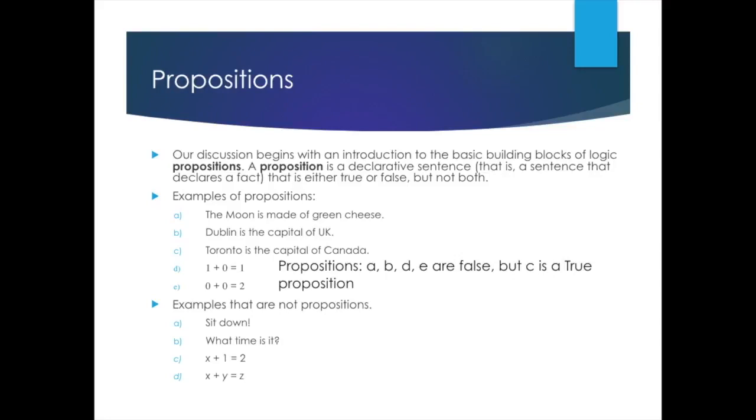Dublin is the capital of the UK. We wish, but this is false. Toronto is the capital of Canada. This is true, yeah? No, that's false. 1 plus 0 is 1. Today and tomorrow, 1 plus 0 equals 1. 0 plus 0 equals 2. That's a false proposition. So all these propositions are false propositions.